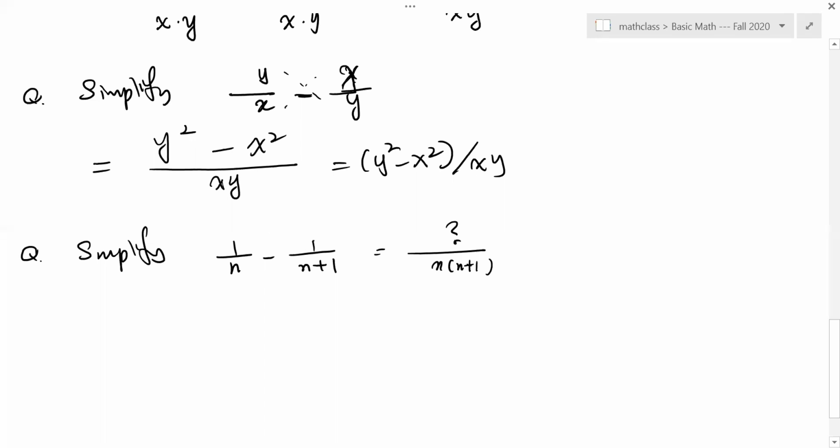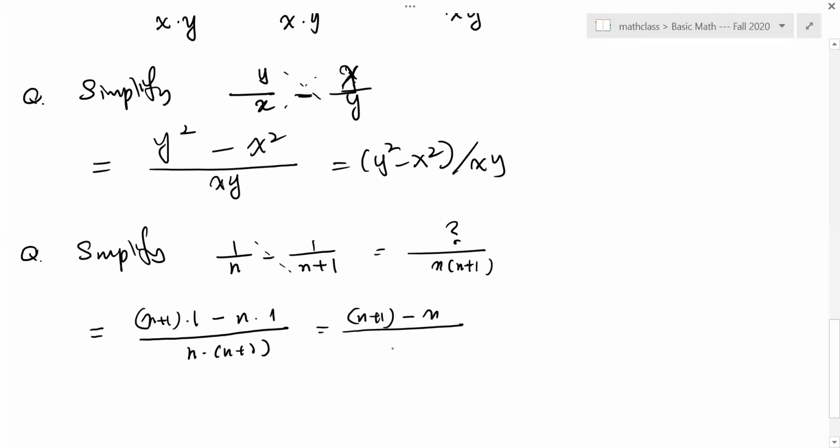So the numerator, Rebecca says 1, but why did you change your mind? There's no need to say oops. Right, and let's see what we can get. Apply the formula as a product of the two denominators. Then you have n plus 1 times 1 minus n times 1. So the numerator will be n plus 1 minus n, which is just 1, right?